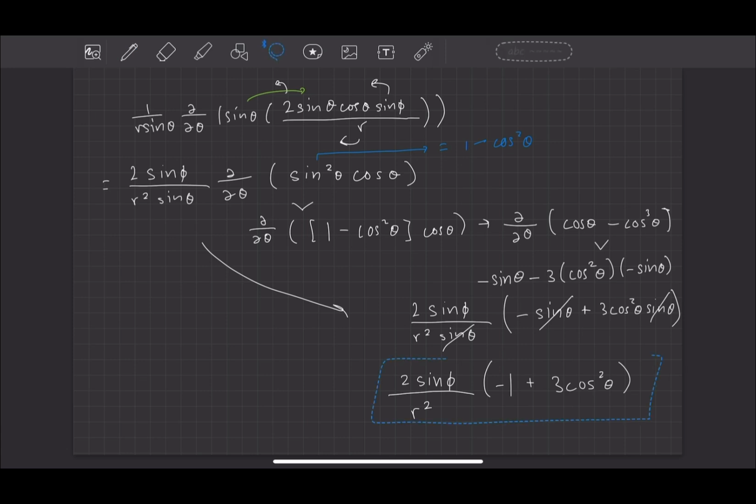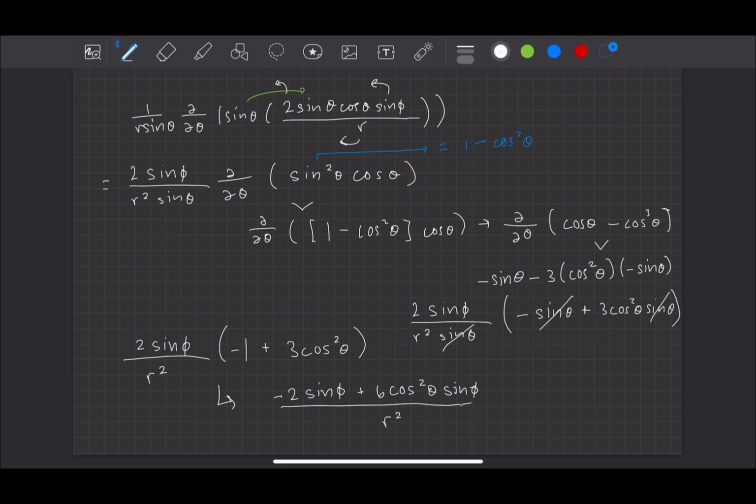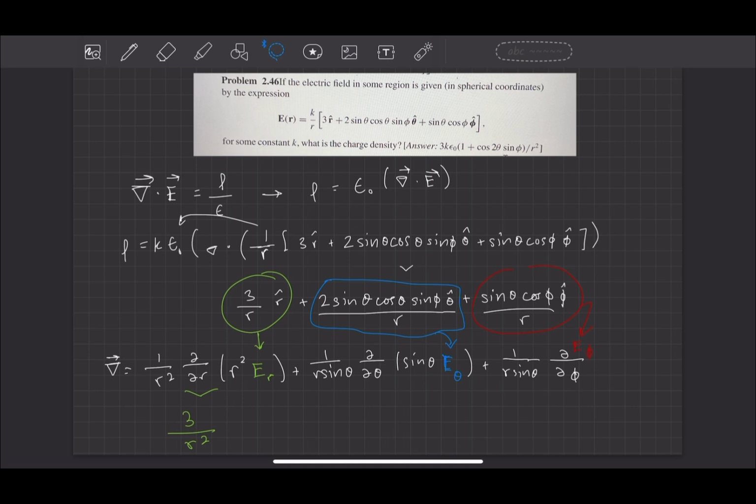So the last thing we're going to do here is we're just going to distribute the 2 sine phi over r squared. And the reason we're doing this is just so that at the end we're going to be able to combine certain terms. So this just makes it easier to combine those terms. So yeah, we just distribute the 2 sine phi over r squared. And now we're going to put that over here into our expression down here. And we're going to change the color so that we know where that came from. So that came from the e theta component. So it's blue.